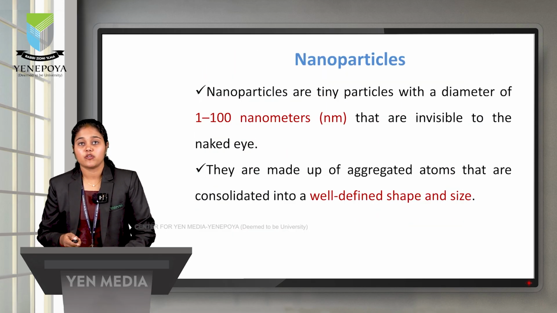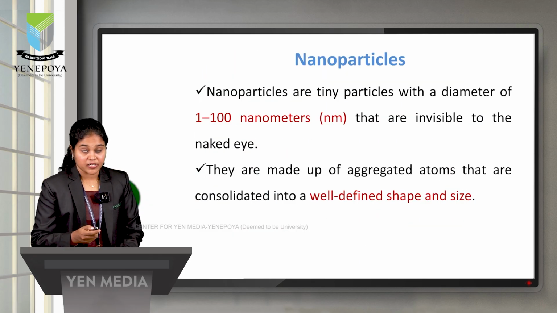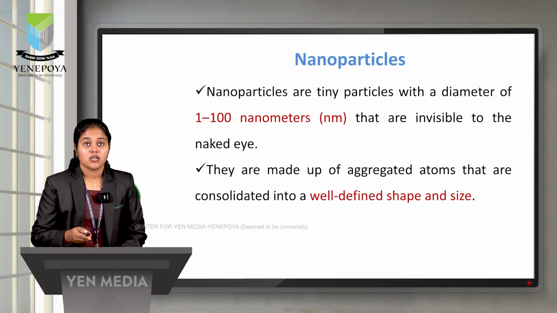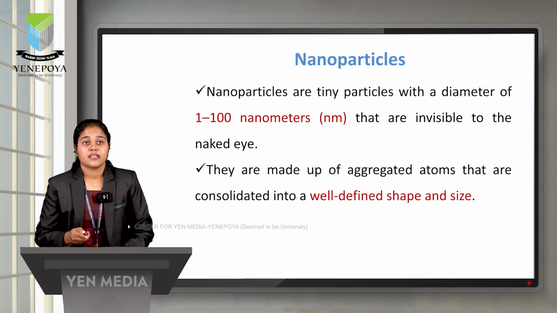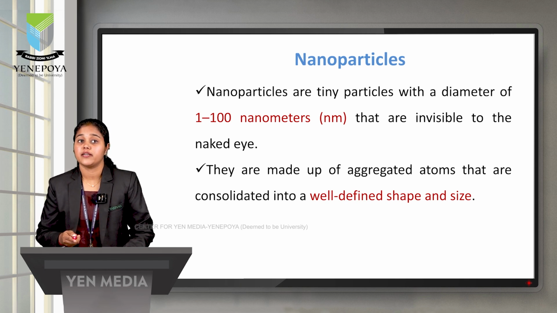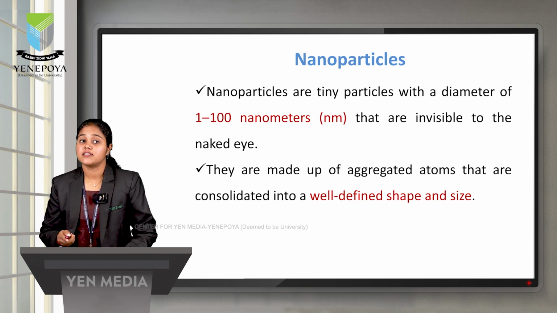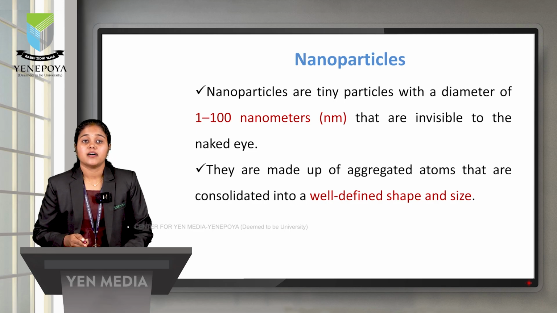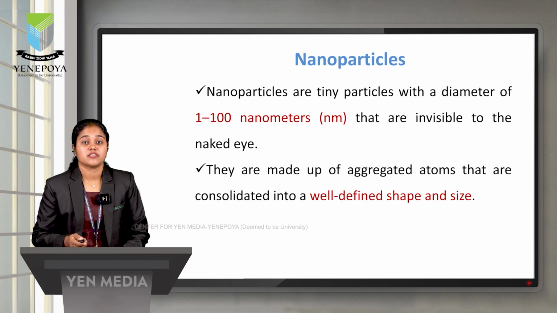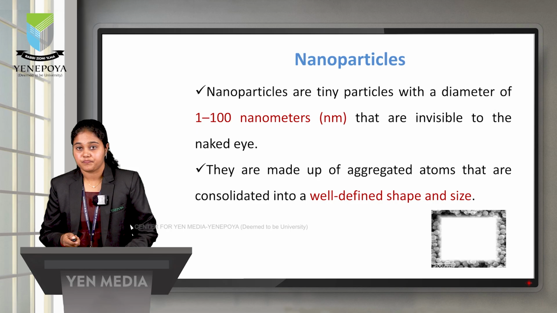The next is nanoparticles, a novel drug delivery system. Under that we will see only one, that is nanoparticles. So, what are nanoparticles? Nanoparticles are tiny particles with a diameter of 1 to 100 nanometers that are invisible to the naked eye. They are made up of aggregated atoms consolidated into a well defined shape and size. So, nanoparticles have their own shape and size.